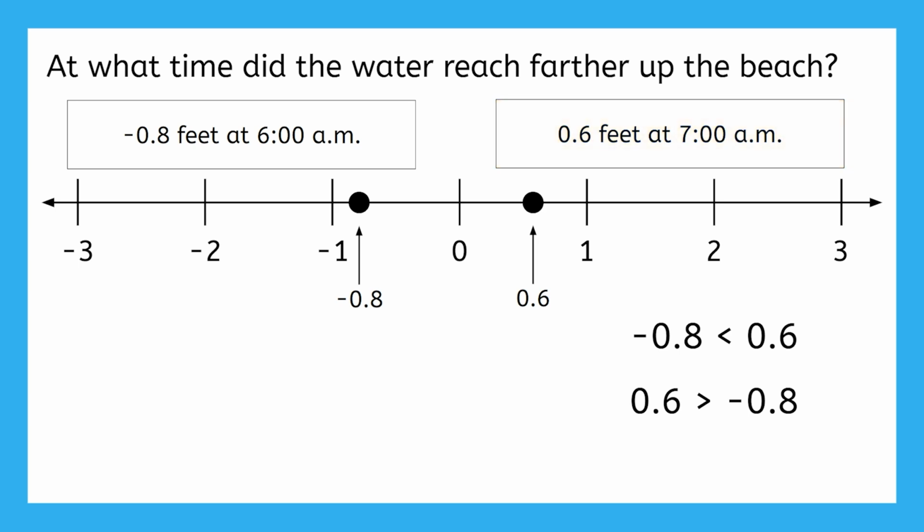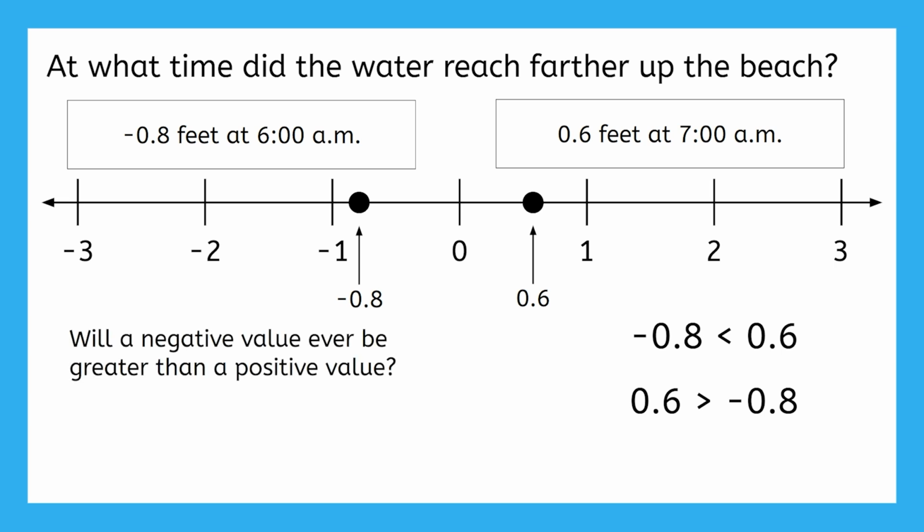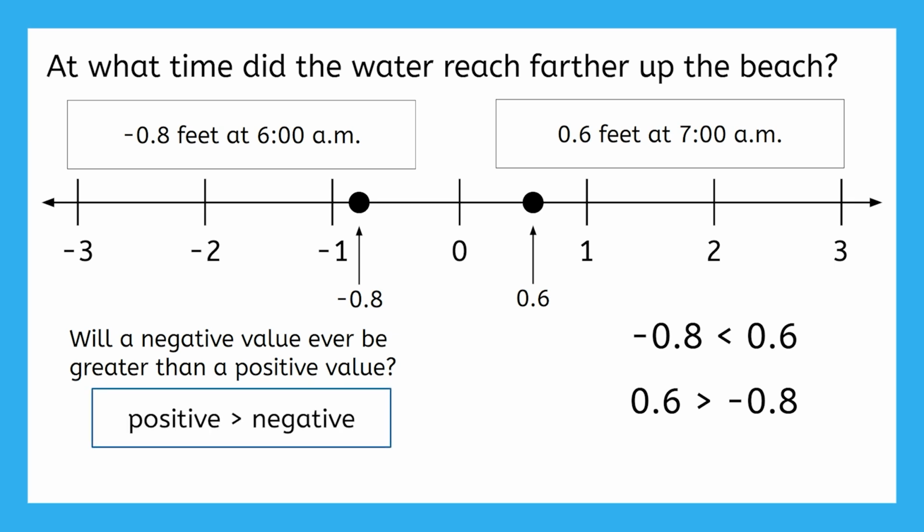Think about what we know about positives and negatives on the number line. Do you think a negative value will ever be greater than a positive value? Yeah, because all positive values are to the right of 0 on the number line, and all negative values are to the left of 0, any positive number will always be greater than a negative number.